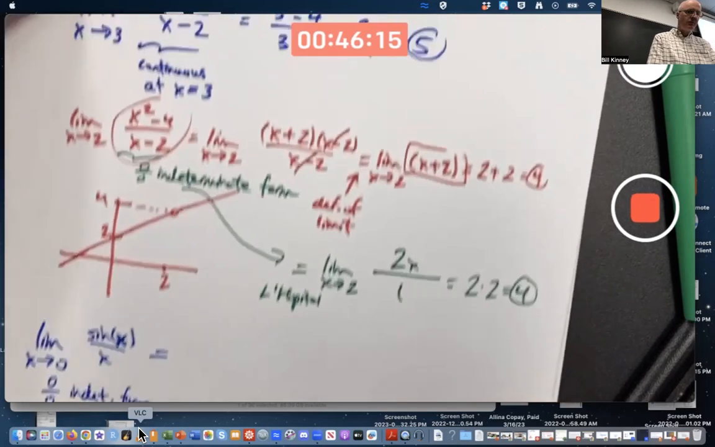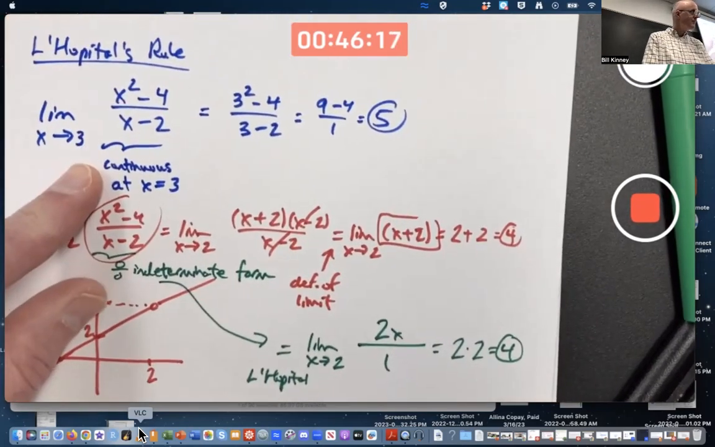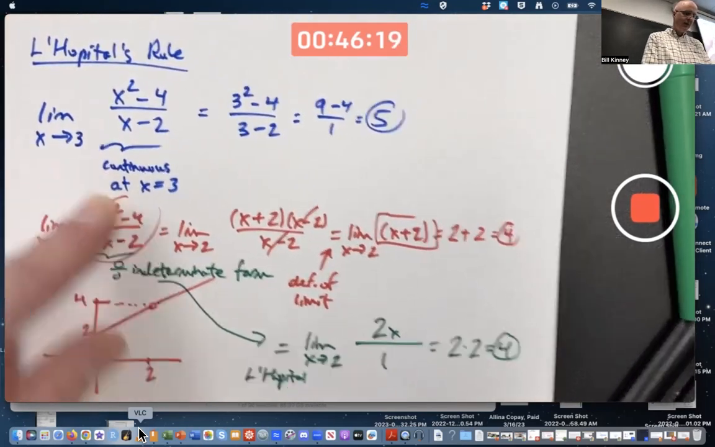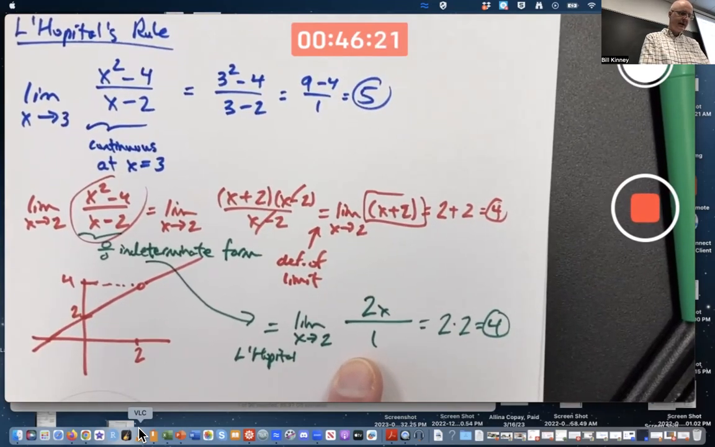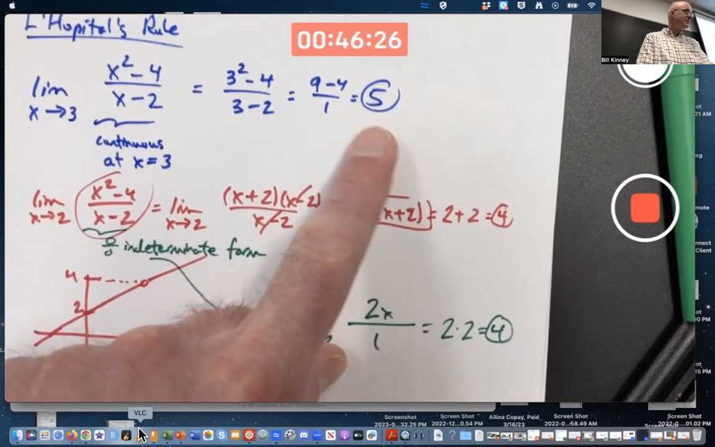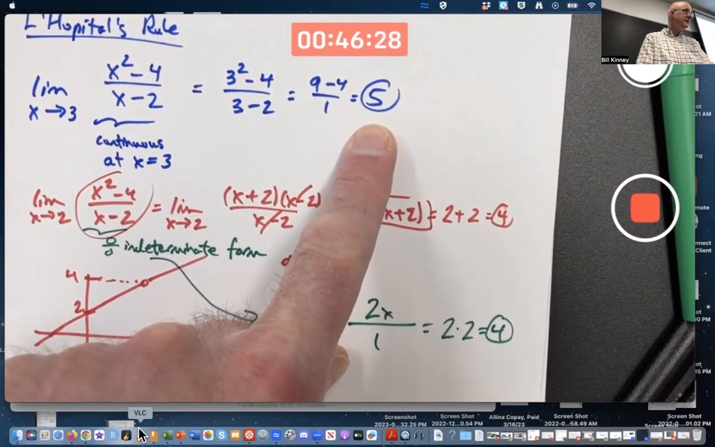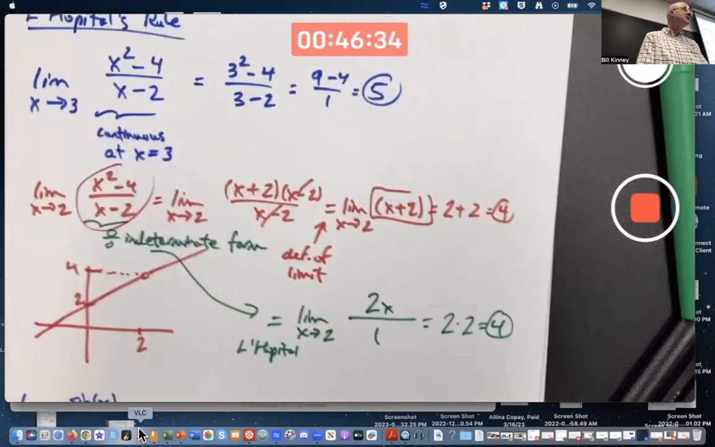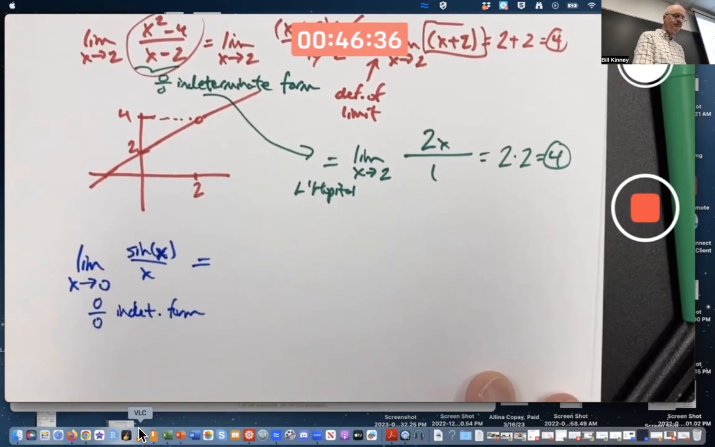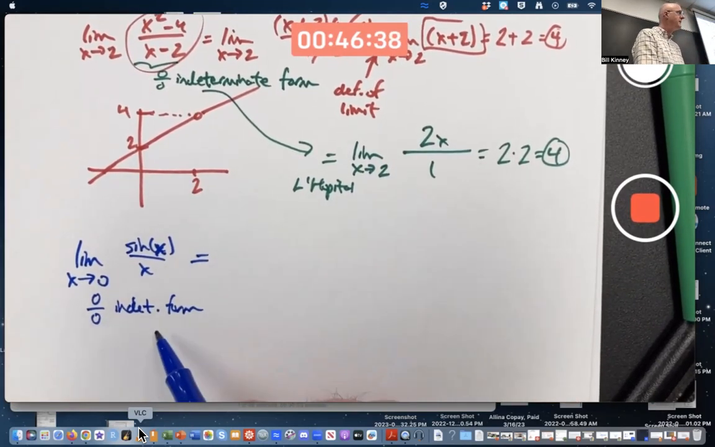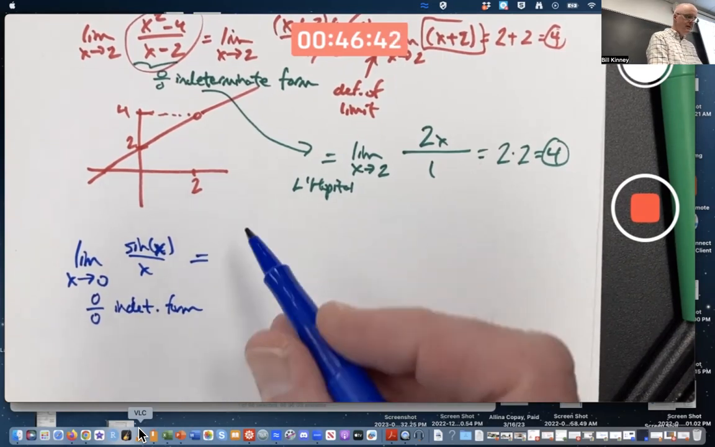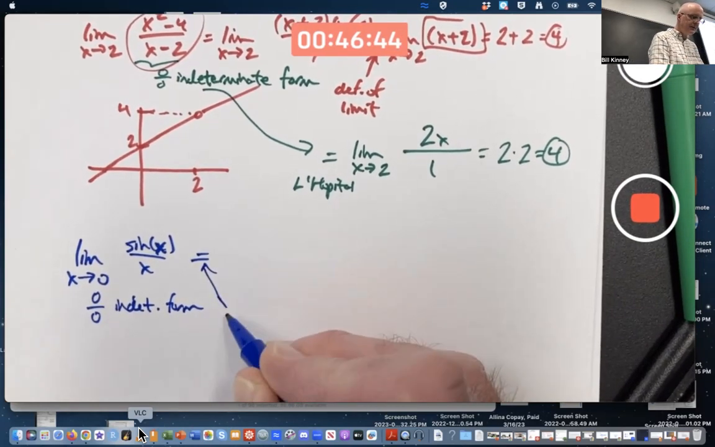If I try using L'Hopital's rule up here, I would have gotten this thing as x goes to 3, and I would have gotten 6, not 5. But the true answer is 5. L'Hopital's rule gives wrong answers if you use it when you're not supposed to use it. So you've got to check, is it an indeterminate form? This is the most common indeterminate form. So we can use L'Hopital's rule.